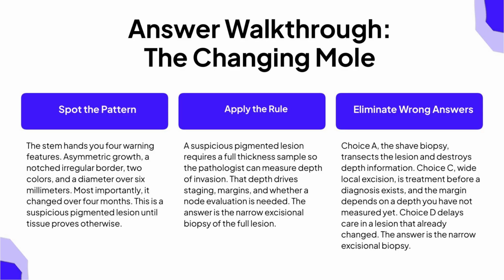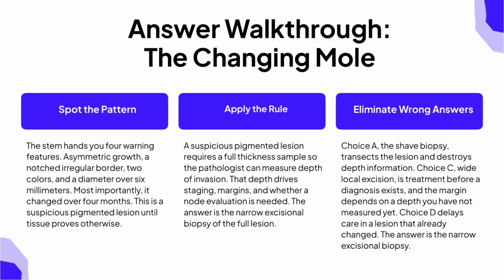Second, apply the rule. A suspicious pigmented lesion needs a full thickness sample capturing the entire base so the pathologist can measure depth, which determines stage, margin, and whether nodes are evaluated. The answer is B, the narrow excisional biopsy. Third, eliminate. Choice A, the shave, transects the tumor and loses the depth measurement forever. It is the most commonly chosen wrong answer on melanoma questions.